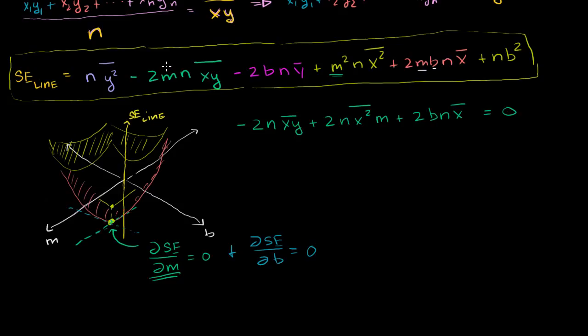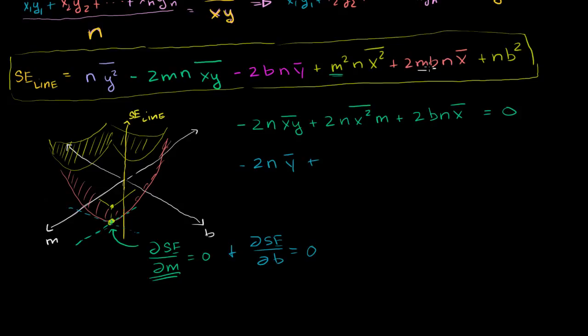So the partial derivatives of either of these with respect to b is 0. Then over here, you have a -2n times the mean of the y's as a coefficient on b. So the partial derivative with respect to b is going to be -2n times the mean of the y's. And then there's no b over here.